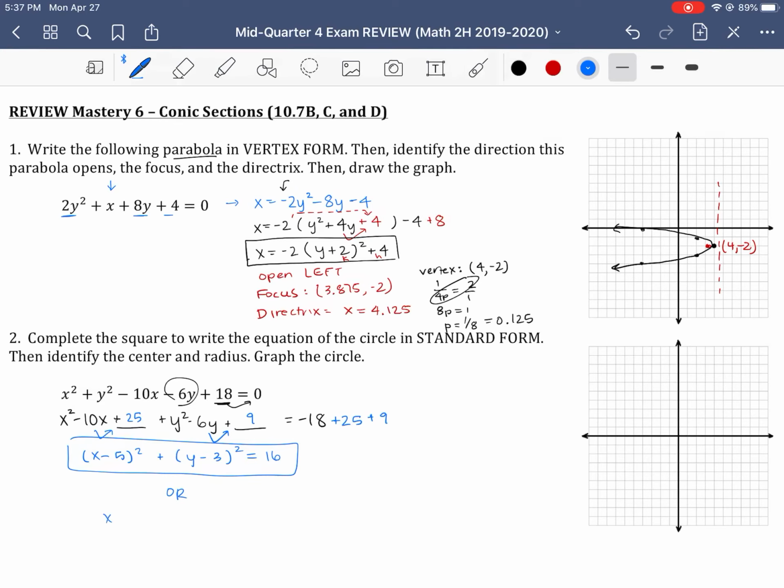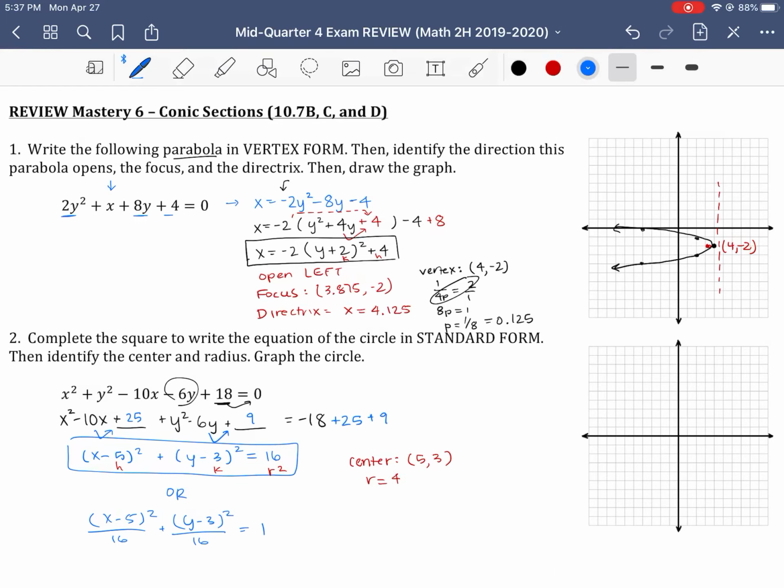Or if you wanted to write it as dividing by 16, you could put the 16 here, and then if you divided that by 16, it's just 1. So we're looking at that. From there, remember, we can identify the center. So the center comes from inside here, our h and our k, so we're going to change the signs and pull those out. And then your radius comes from the constant on the end. So if 16 is r squared, then r must be the square root of 16, which is 4.